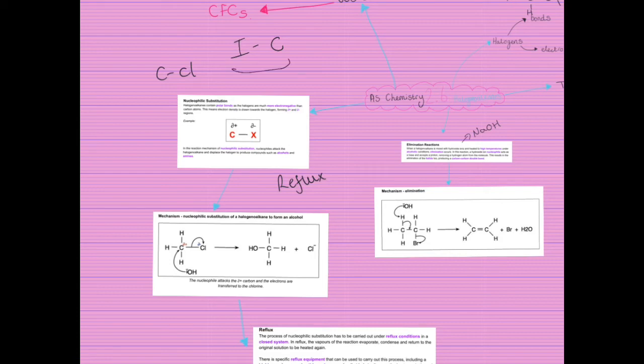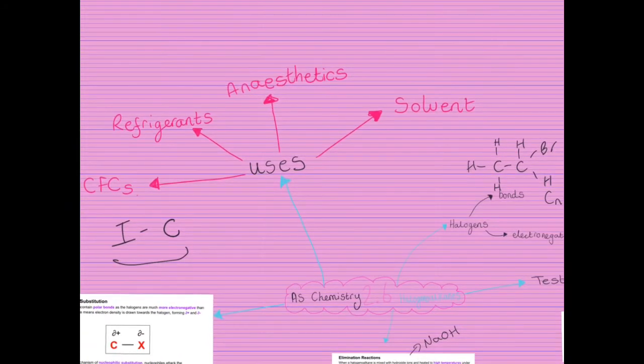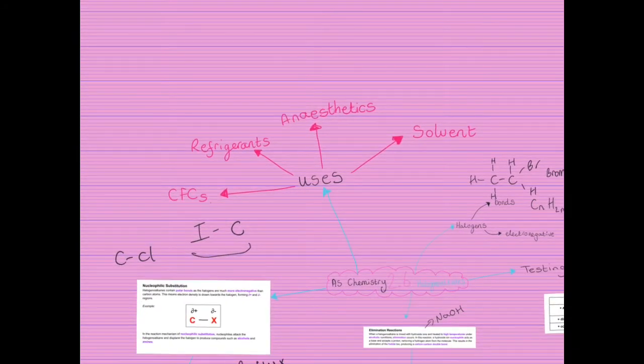Moving on to the uses then. These are the uses that you need to know. Halogenoalkanes are used an awful lot as solvents, instead of water. They're polar, which makes them easy to use, and they're non-flammable, so there are quite a lot of uses there. Tetrachloromethane is used quite widely. They're also used as anesthetics.